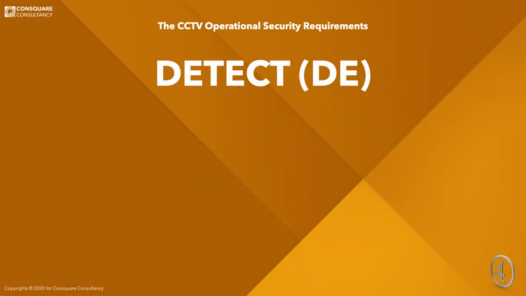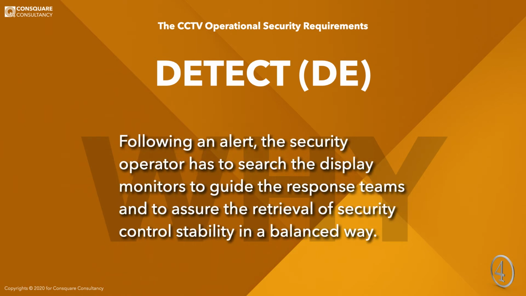The fourth and the last one of the essential operational requirements is to detect, or in short known as DE. Why do we use a detection camera? Following an alert, the security operator has to search the display monitors to guide the response teams, and to assure the retrieval of security control stability in a balanced way.